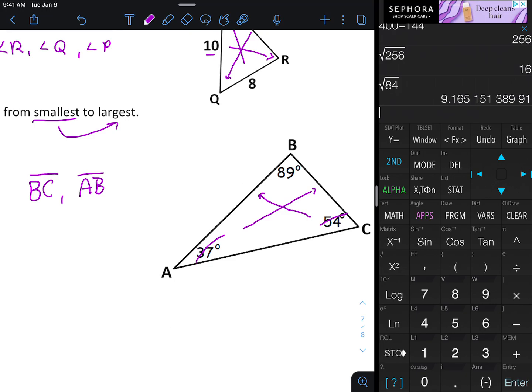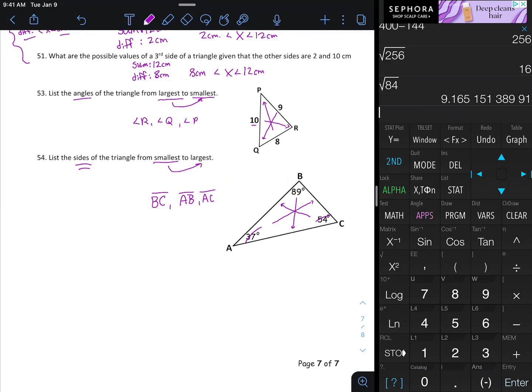You can technically put BA. That is the same thing. So either order. Typically, I'll go alphabetical, but it doesn't matter. All right, and then the largest angle is 89. So therefore, the largest side is the AC side. And that's in the proper order.